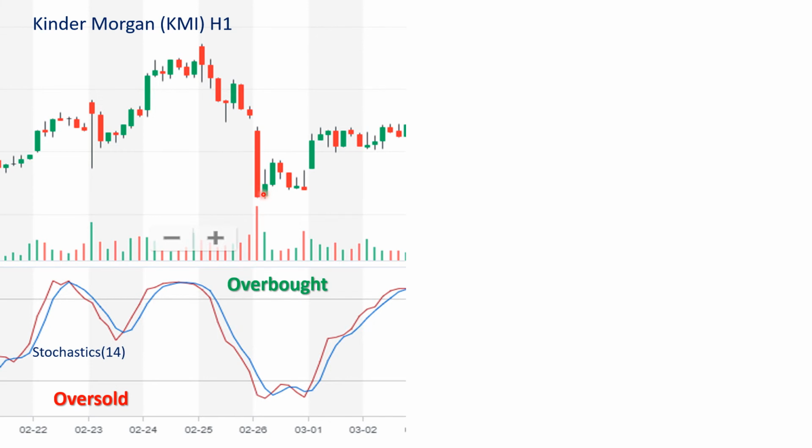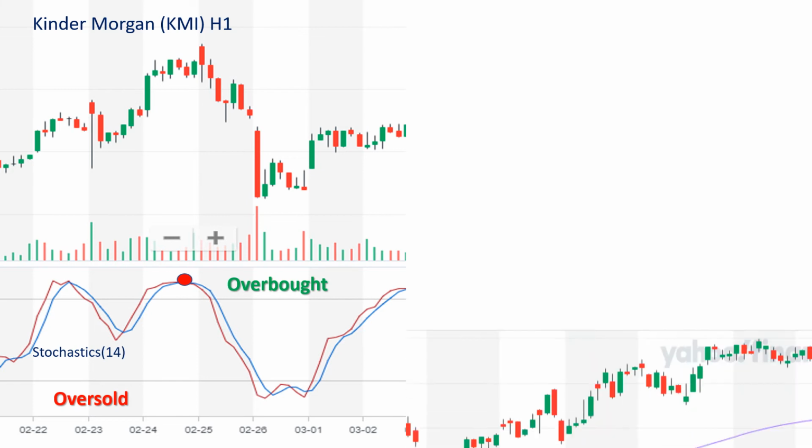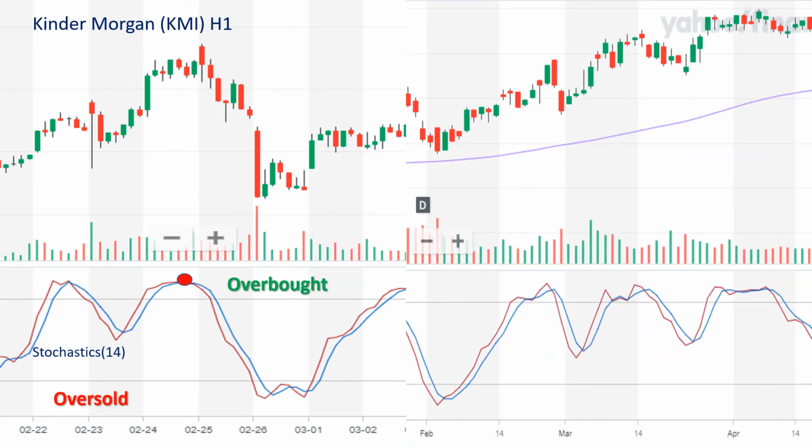So what happened is he exited the market right there, in the overbought zone. He never checked the bigger picture. Now let's see what the bigger picture is. This is the same graph, Kinder Morgan, but in D1 time frame. This is the same stochastic, and I installed a simple moving average with 100 days period, and also these are overbought and oversold areas.